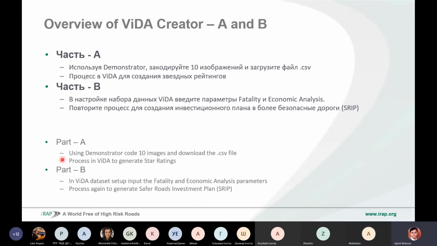Okay, so when you process this file in ViDA, you get star ratings, but not the investment plan. For doing the investment plan, we need to input some more data on the road crashes or road accidents, some economic analysis parameters, and then process the same file again to get the safer road investment plan. That's part of the part B module.